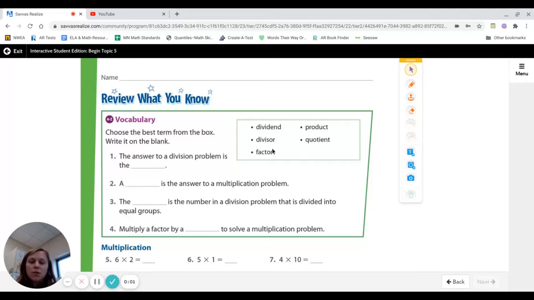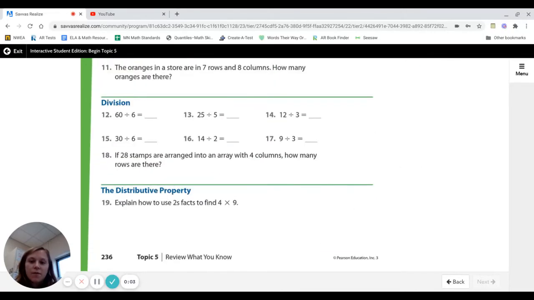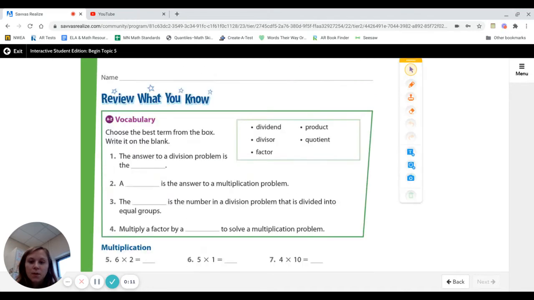Today we are going to review what we know to start our next topic, topic 5. So you need to be on page 236 in your book. Pause the video if you need to get ready in your math book, page 236. At the top, we're looking at some words to fill in for vocabulary. We have dividend, divisor, factor, product, and quotient.